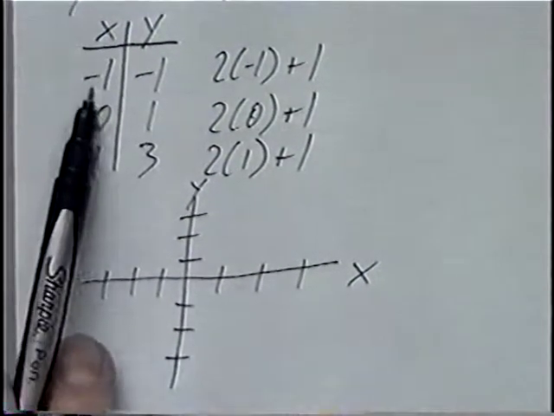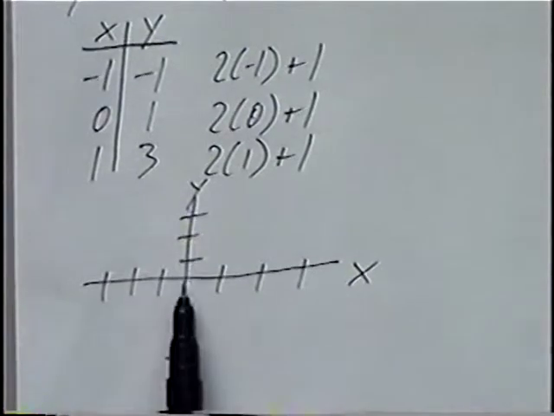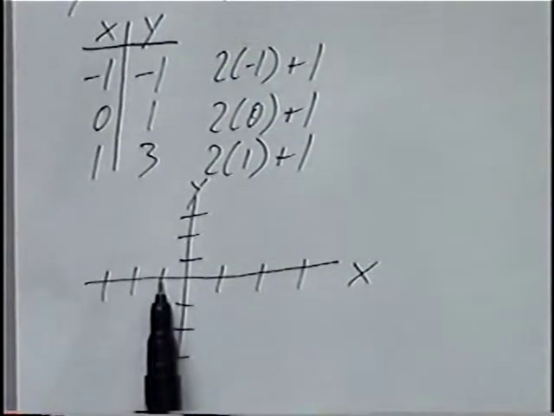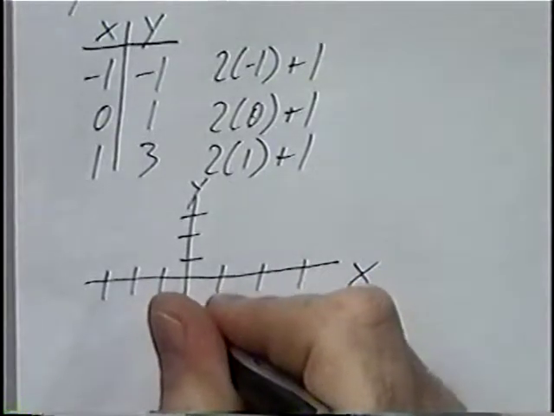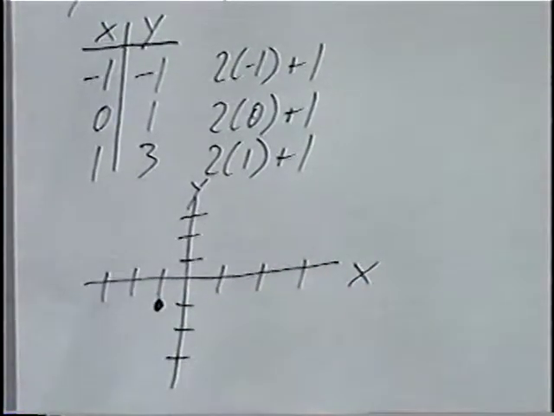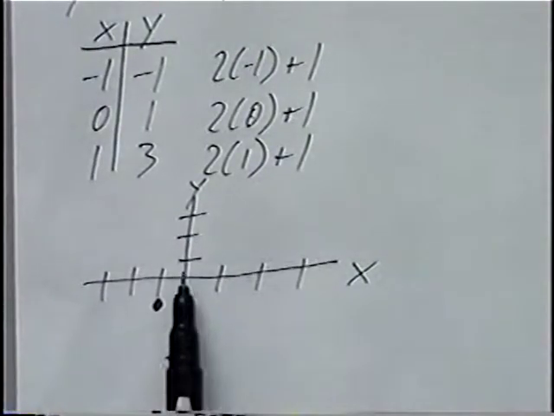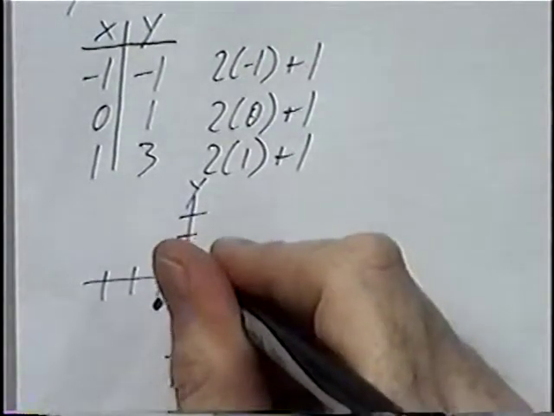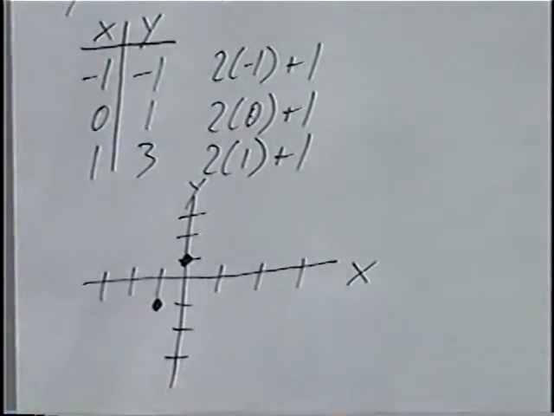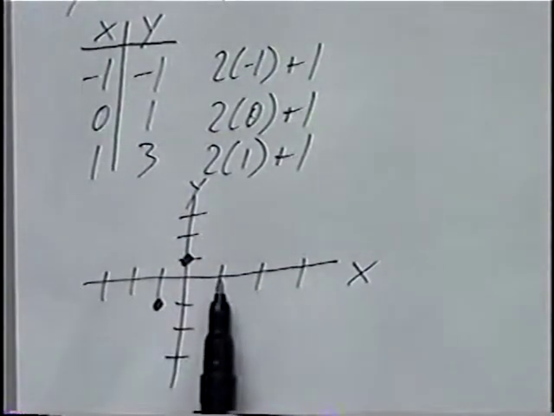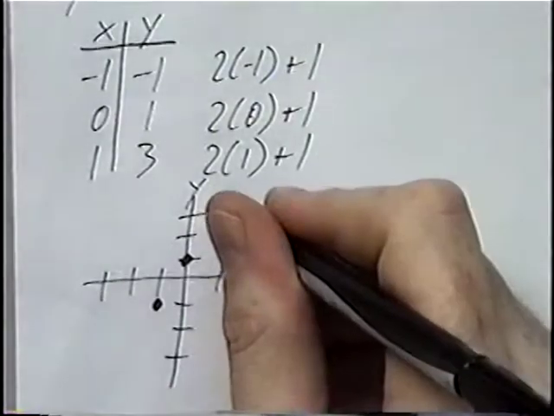Graphing the first point, -1, -1. X would be to the left 1 spot, or -1, and Y would go down 1 spot, -1. Second point, 0, 1. 0 for X is in the middle. +1 would be 1 spot up. And last point, 1, 3. X is +1, and Y is 3 spots up.